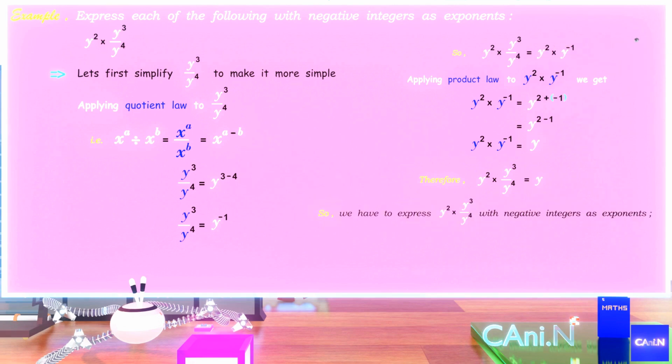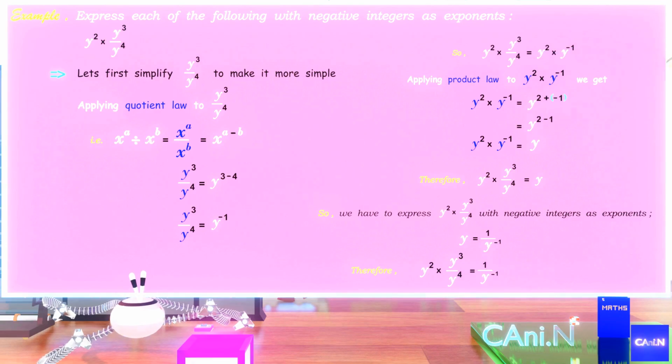So, we have to express y^2 into y^3 divided by y^4 with negative integers as exponents. Now, y can also be expressed as 1 by y^(-1). Therefore, y^2 into y^3 divided by y^4 equals 1 by y^(-1).